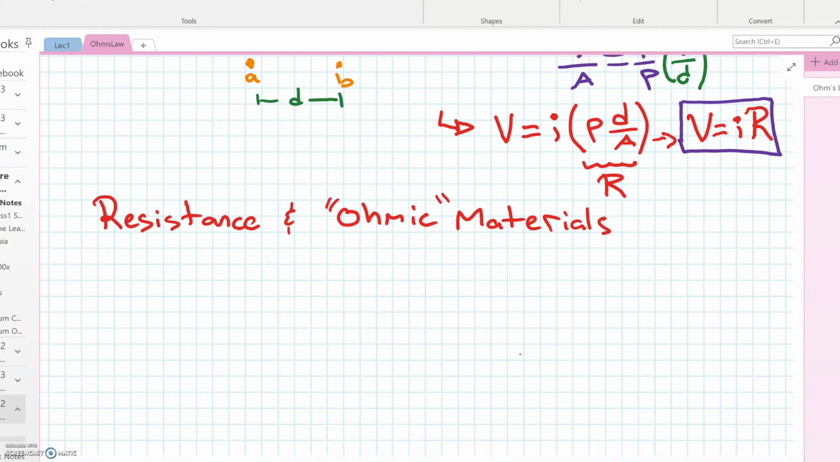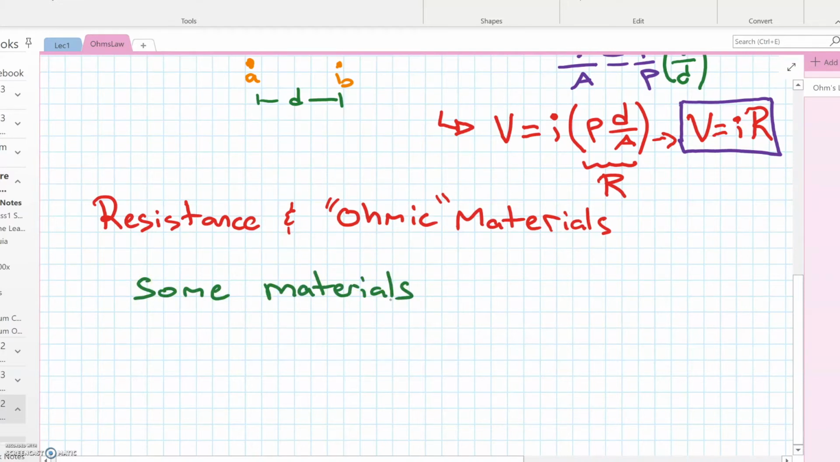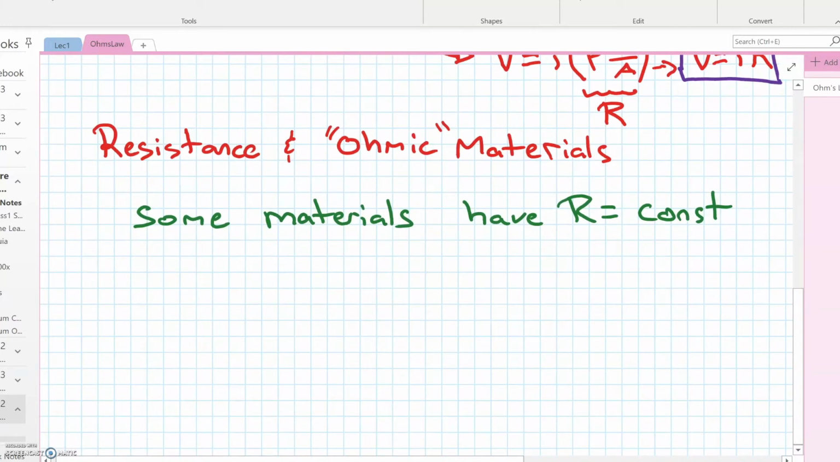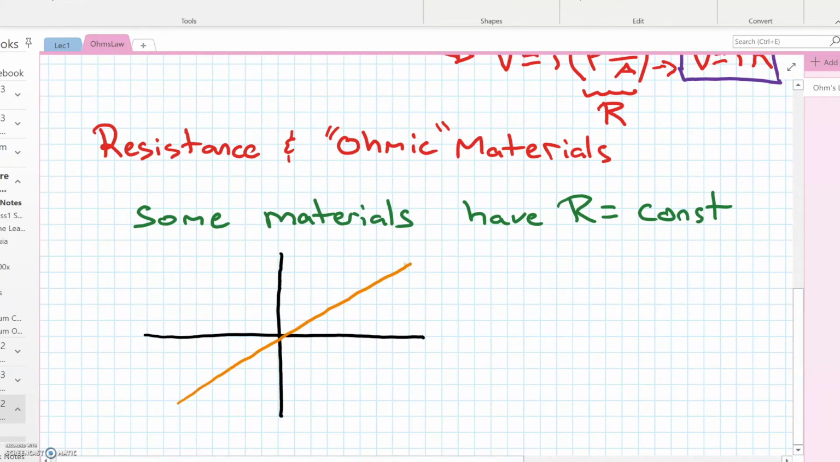R is the resistance. Now, for certain classes of materials, this constant of proportionality will not change as we change the voltage and the current. It'll be a constant. And then we have a direct proportionality between current and voltage. Not all materials have this, but some do. Let's try to sketch this. And materials that do have a constant slope, we better put labels on here.